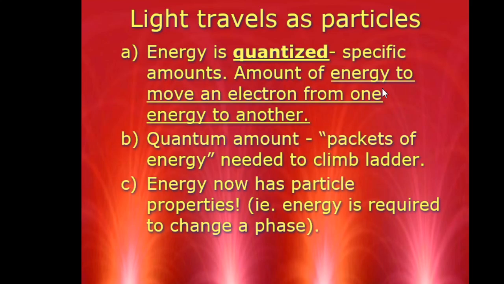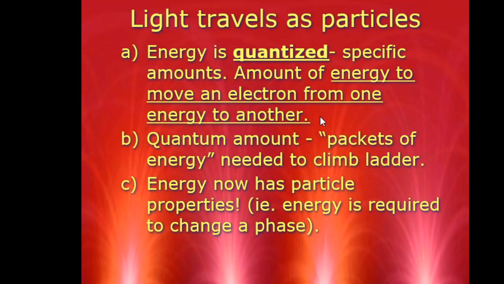Energy is quantized, so there are specific amounts, and we'll learn what those are. We measure them in nanometers, and you're going to learn that different visible colors of light have a certain number with a unit. So we call that quantized. So the amount of energy to move an electron from one energy to another.